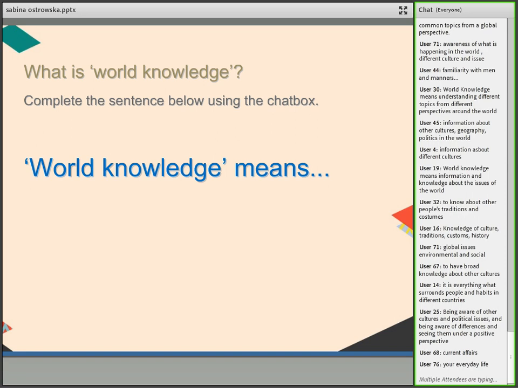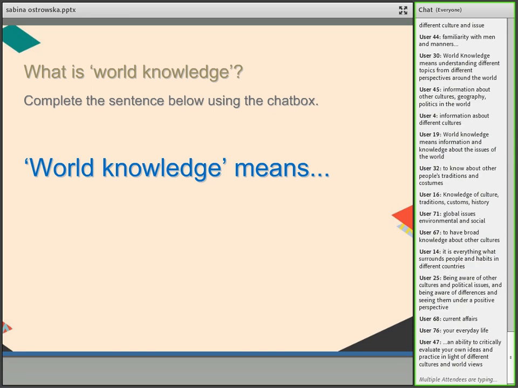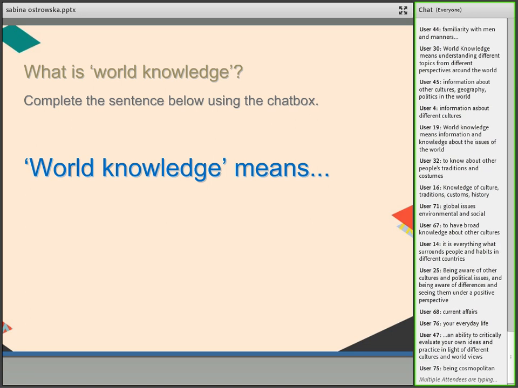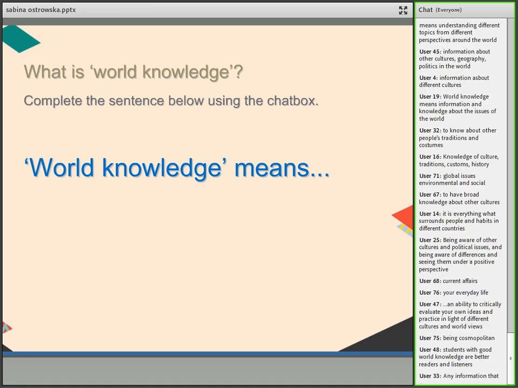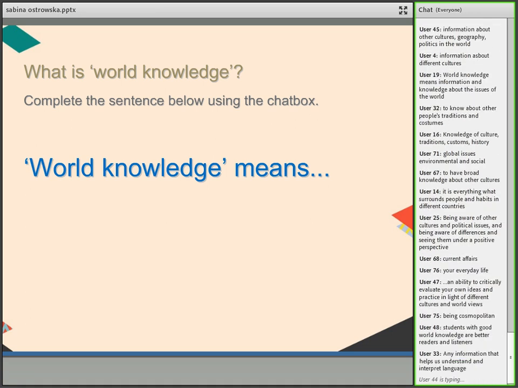I mean, all our students, wherever they live, whether they live in Vietnam or United Arab Emirates or in Belarus or Uruguay, they are going to be global world citizens. And with time, we are all global citizens and we have to be aware of global issues. Broad knowledge about other cultures, okay? Any information that helps us understand and interpret the language.